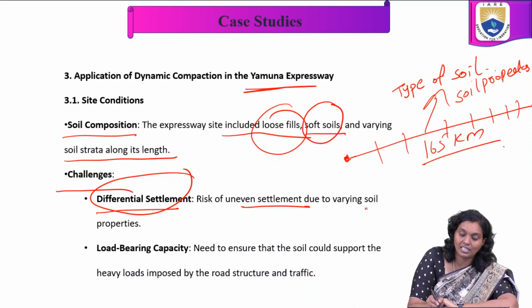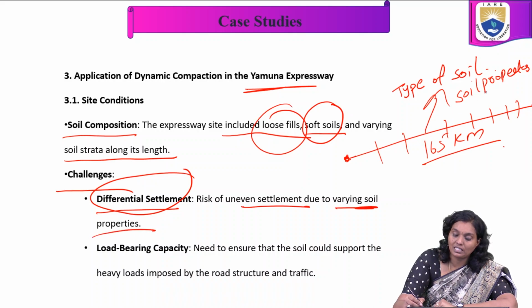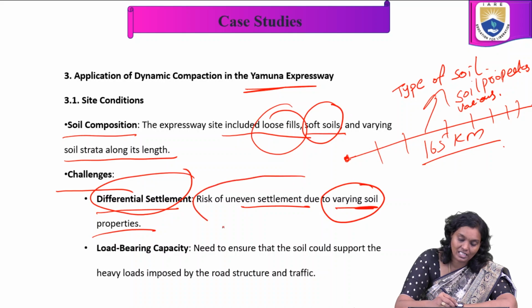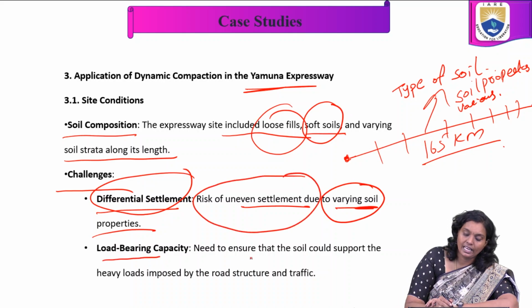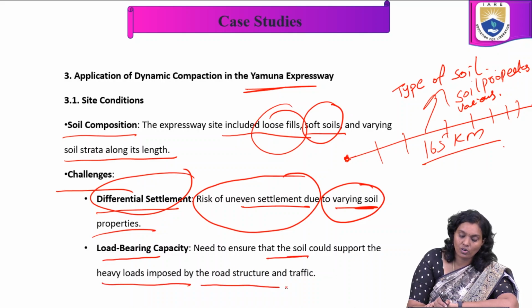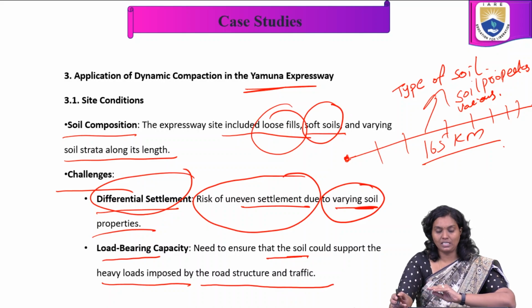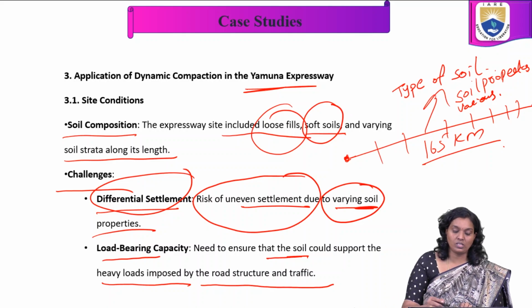The risk is uneven settlement due to varying soil properties. Because various soil properties are involved, varying soil properties give the risk of uneven settlement. And for load bearing capacity, we need to ensure that the soil can support the heavy loads imposed by the road structure and the traffic.